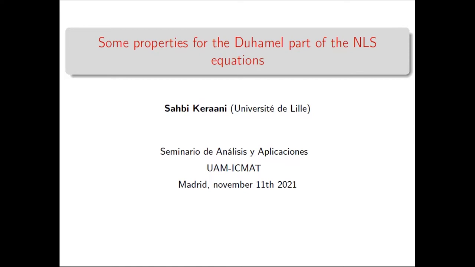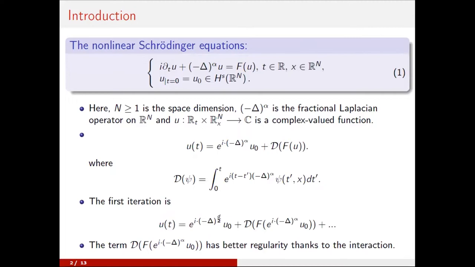Okay, so I will consider in general the nonlinear equation. This is roughly, so the equation is like that. So this is NLS with some fractional Laplacian. We're going to take one and maybe two for some part. And F is the nonlinearity. Also, there I will take two nonlinearities.